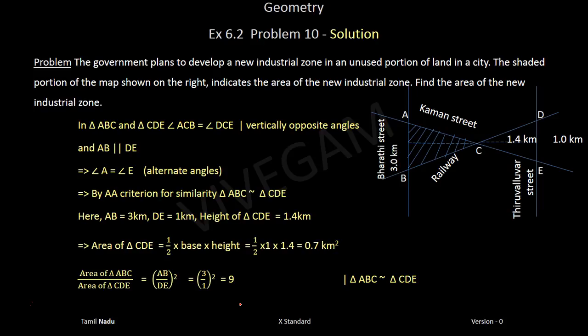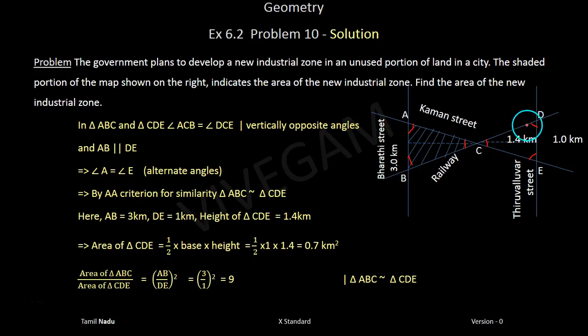Now we come to the solution. How will you show that these two triangles are similar? This angle, alternate angles, is equal to this angle. Am I right? Vertically opposite angles. Then DE is parallel to AB, right? Because these two roads are parallel. Which means alternate angles, that is angle D will be equal to angle B, and this angle will be equal to angle A, which will be equal to this angle.